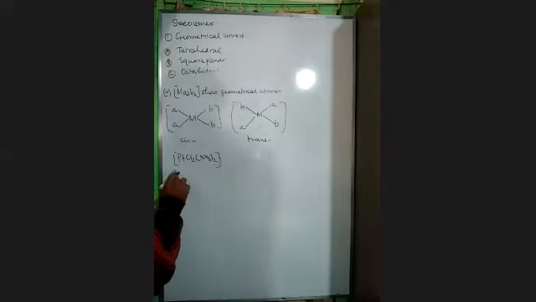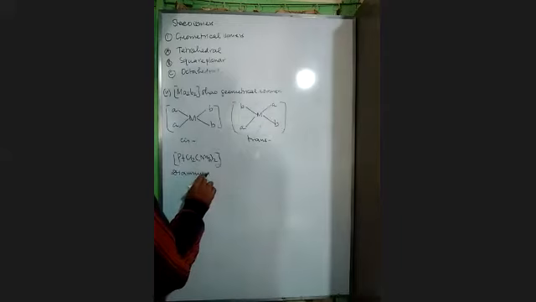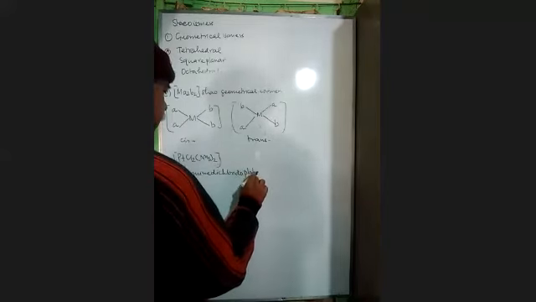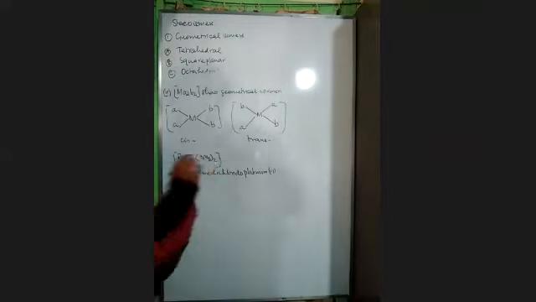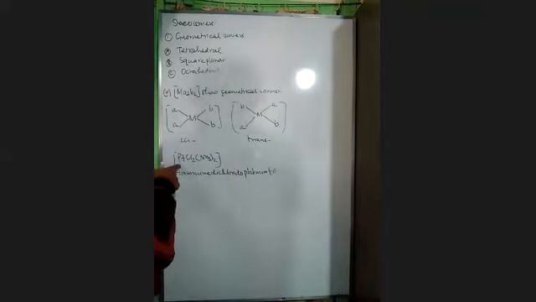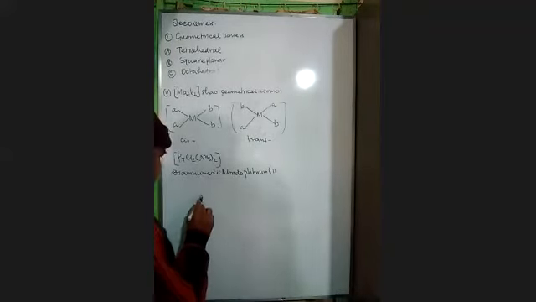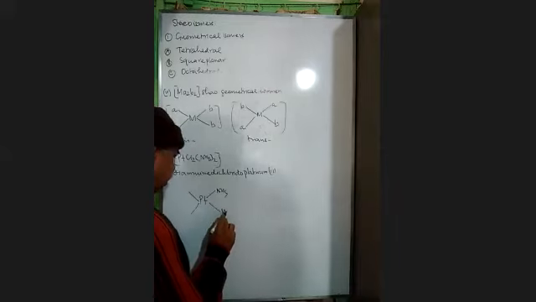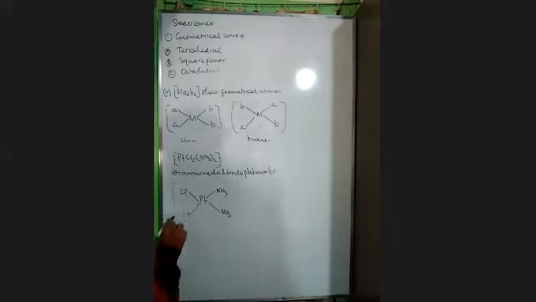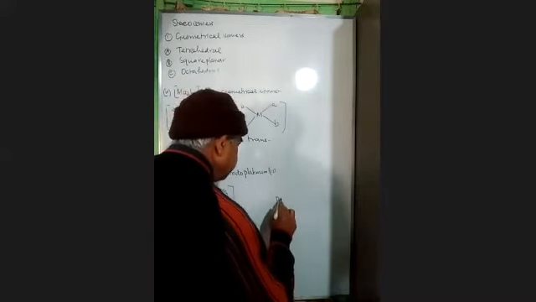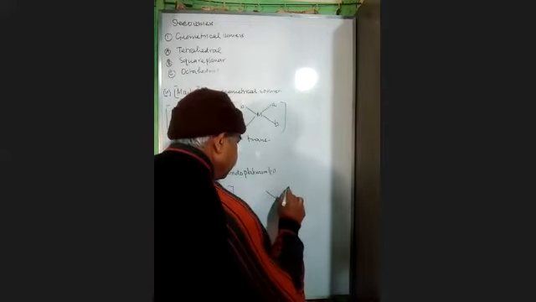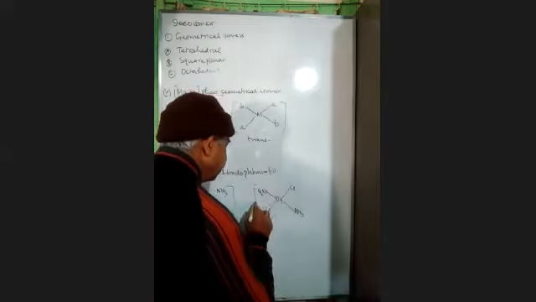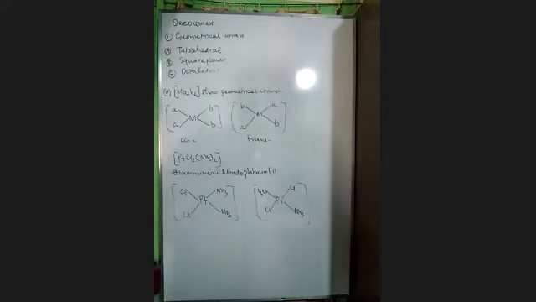This diamine dichloridoplatinum 2. See, it is a neutral complex. Minus 2, plus 2. So their structure is Pt. See here. NH3, Cl Cl, and this is Pt, Cl Cl, NH3 NH3.